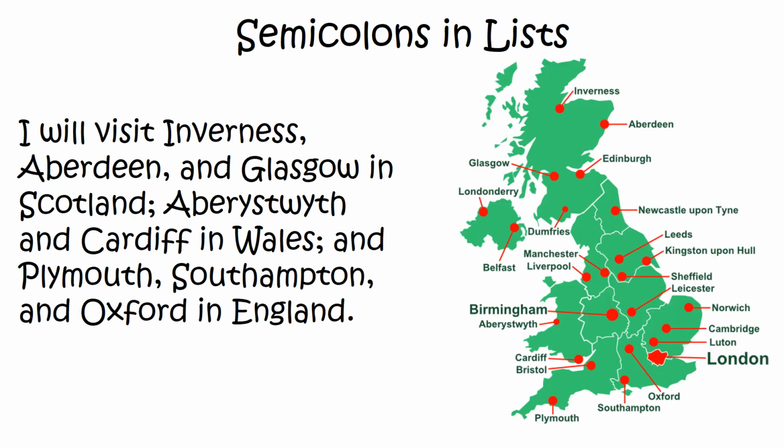Let's look at another example. I will visit, then we've got a list of 3 things. Here's list item 1, Inverness, Aberdeen and Glasgow in Scotland. List item 2, Aberystwyth and Cardiff in Wales. List item 3, Plymouth, Southampton and Oxford in England. And you can see that list item 1 has its commas and list item 3 has commas in. And as before, we've used semicolons to outrank those commas to separate all the list items.